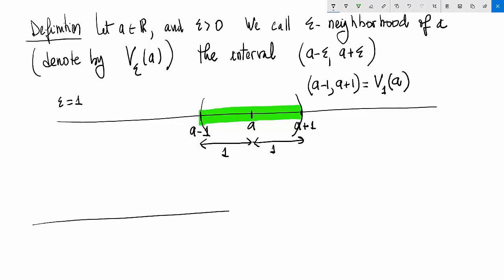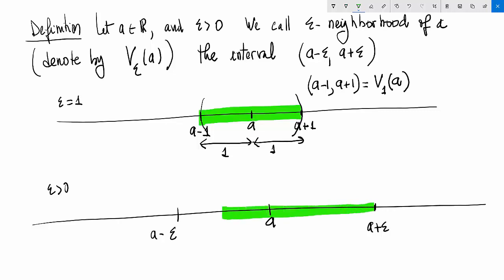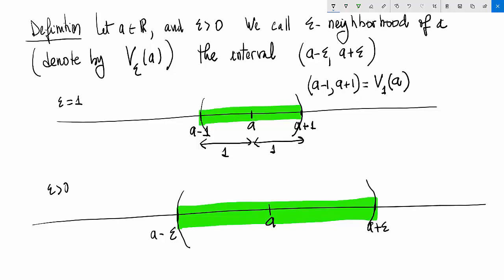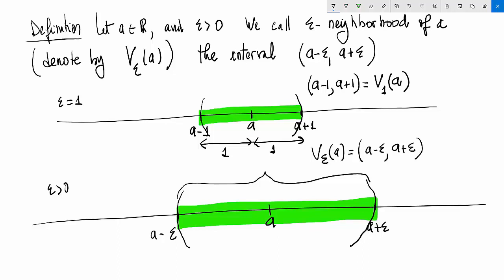More generally, if you have A here and some epsilon, which is a positive number, you have A minus epsilon, where epsilon is any fixed positive number, and then A plus epsilon, and we consider this neighborhood. This is the V epsilon neighborhood of A, that's A minus epsilon to A plus epsilon. That's the definition of an epsilon neighborhood of A. It's like a bubble around A of radius epsilon.